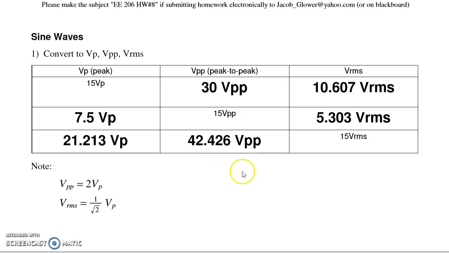The difference is, in the lab, if you measure the AC voltage, the voltmeters give you RMS voltage. The oscilloscope typically gives you peak to peak. And when you write the equation, you usually use the peak. Each of these has its own use, and they're all related.